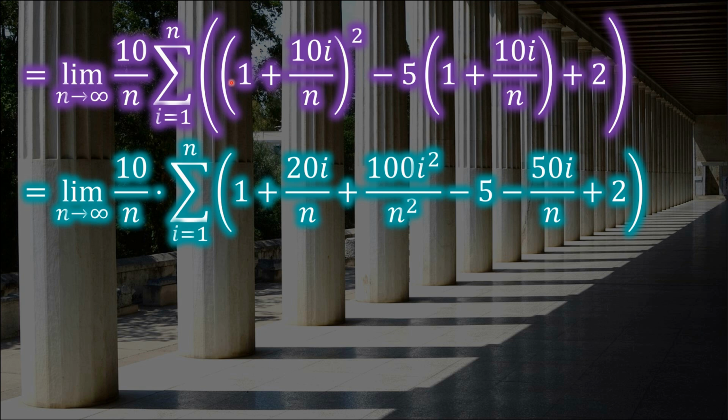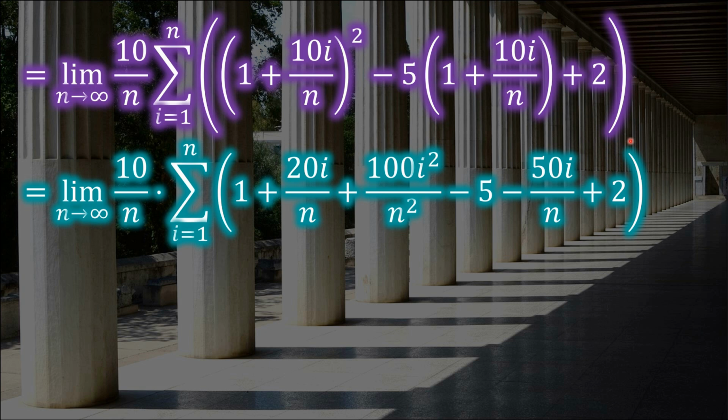Squaring the first, 1 squared is 1. Multiply the two together and double it, that's 1 times 10i over n, doubled is 20i over n, plus square the last gives me 100i squared over n squared. Here distributing my negative 5 gives me a minus 5, and then minus 50i over n, and then plus 2 is along for the ride.